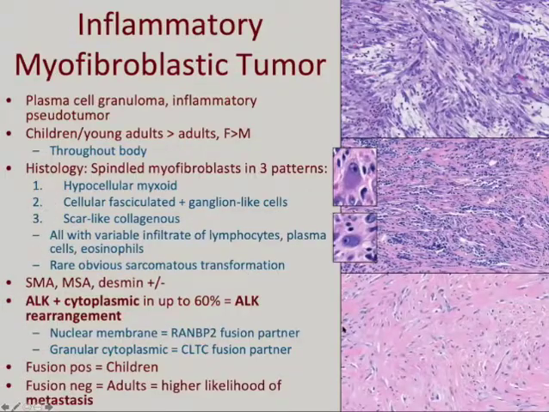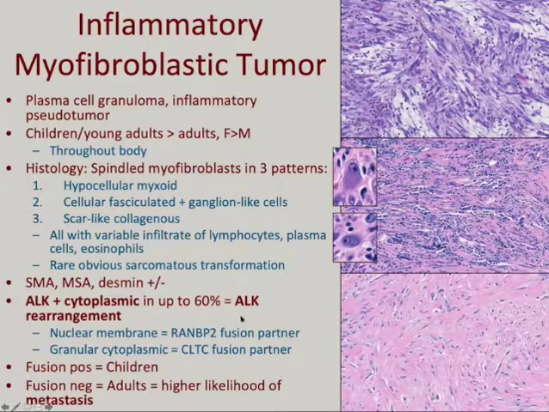IMT, or inflammatory myofibroblastic tumor, is another one of these, hey, I'm a nondescript kind of spindle cell lesion, but what do I have with me? I have lots of inflammatory cells. Sometimes I have these ganglion-like cells, and sometimes, if I'm lucky, I might have ALK rearrangement, and you can see ALK positivity on IHC if you're lucky. The behavior is very variable depending on whether you're a pediatric or an adult and whether you have the ALK rearrangement or not.